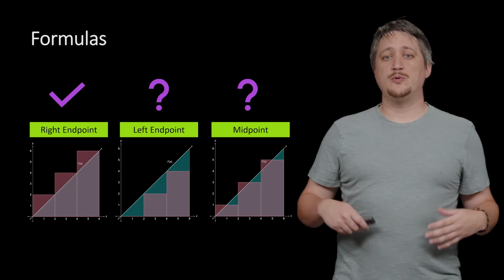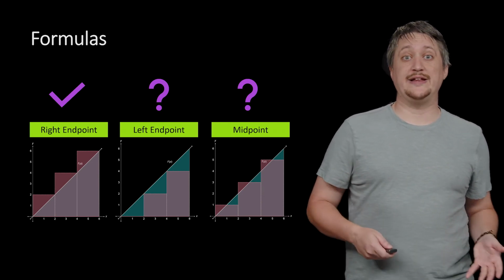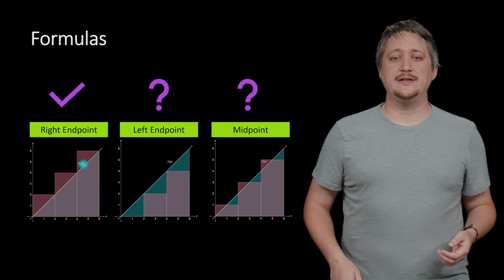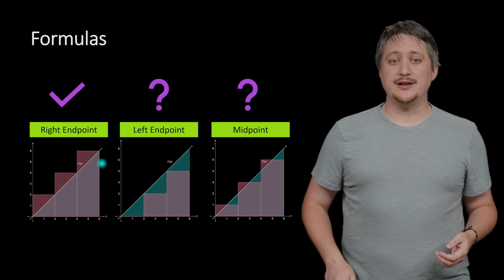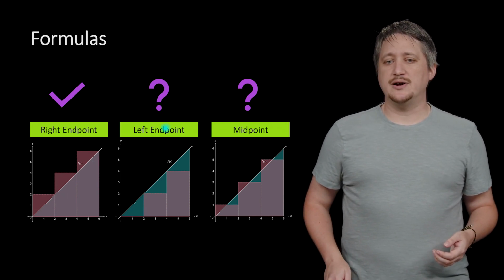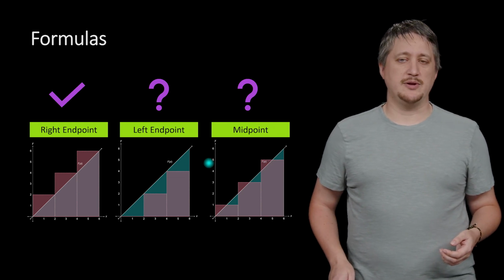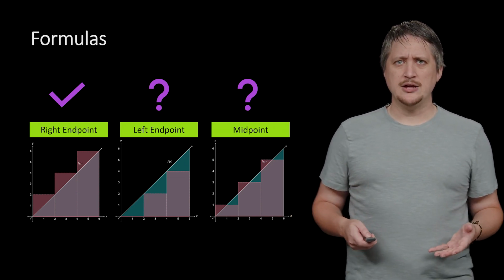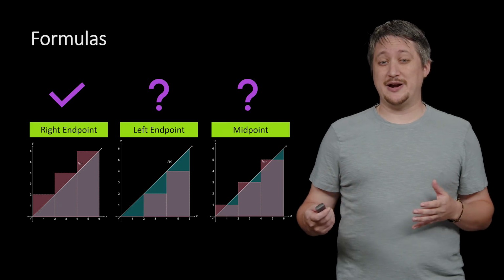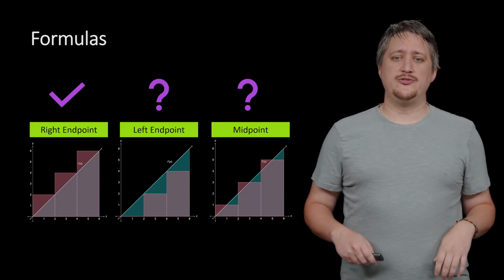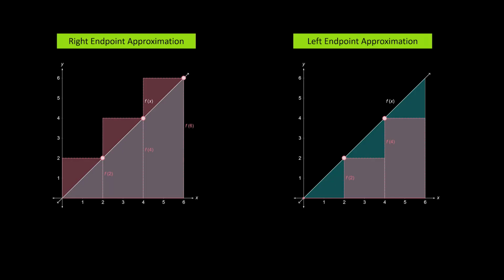Okay, so we saw how we do the right endpoint, right? We know how we get a formula for this right endpoint, but we still haven't talked about the left endpoint or the midpoint. So to get that, we are going to look at the comparison between the two. If we look at the right endpoint approximation versus the left endpoint approximation, we might notice there's some nice pattern happening here.